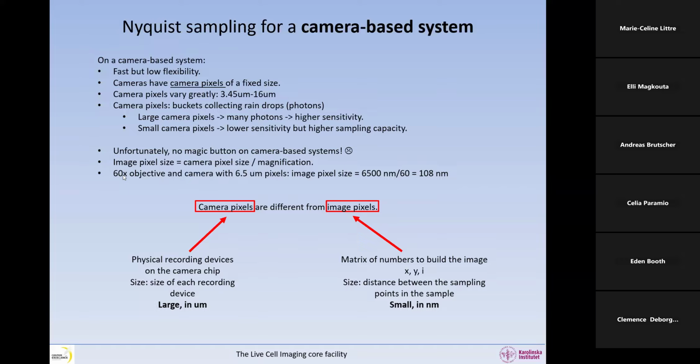Otherwise, it doesn't matter. If we have a 60x objective and a camera with 6.5 micron pixels, the image pixel size is going to be 6,500, because it's 6.5 microns in nanometers, divided by 60. So about 108 nanometers is the image pixel size. It's quite simple to calculate. In another example, we have 6 microns as a fixed size, and in between we have the magnification. With the same 60x objective, we get 100 nanometers in this image. The pixels are 100 nanometers.